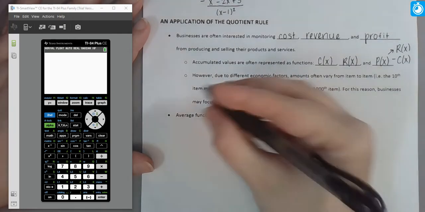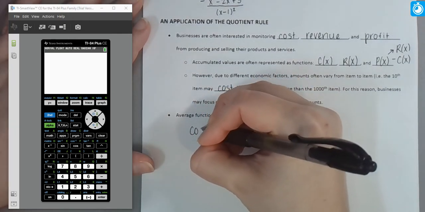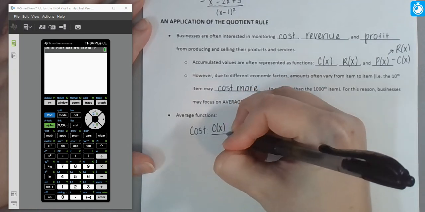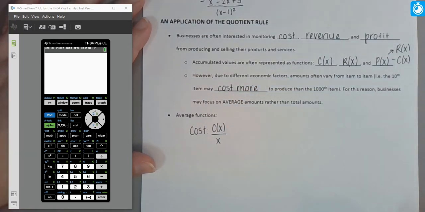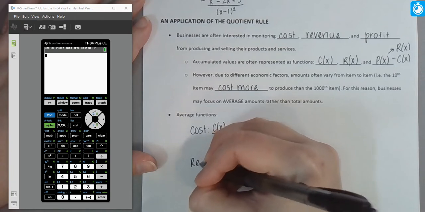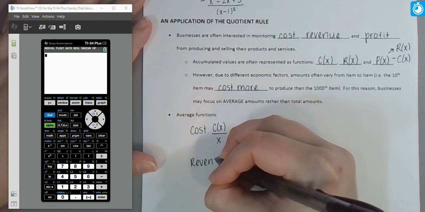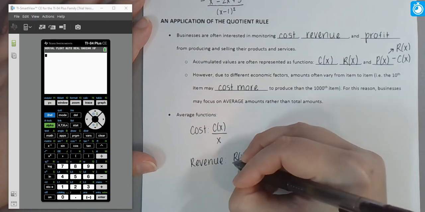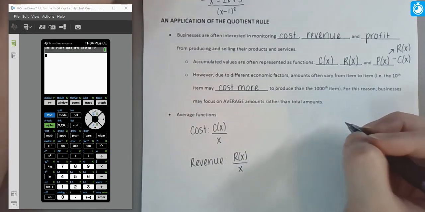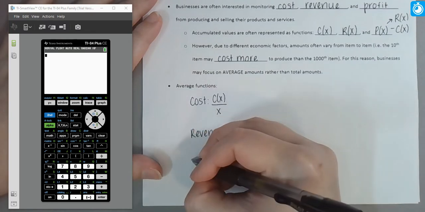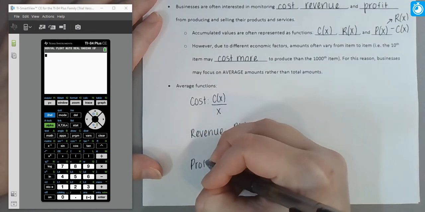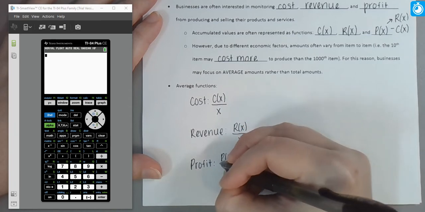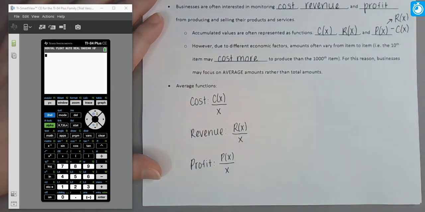So our average function for cost will be C of x divided by x. For revenue, same kind of thing, but we're using our revenue function instead, so R of x divided by x. And for profit, that's going to be P of x divided by x.